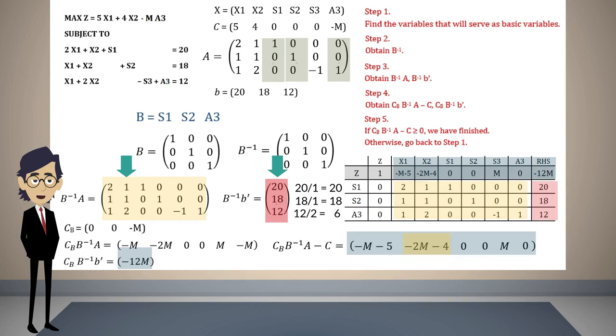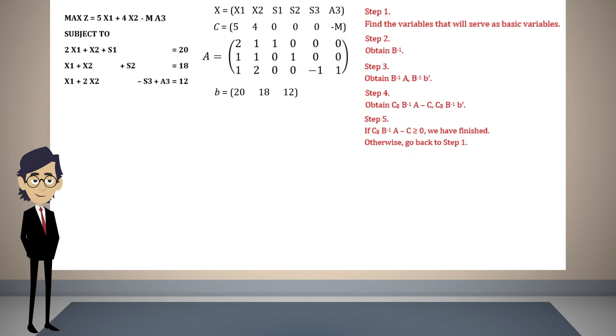The smallest number corresponds to the A3 row, and therefore, this variable will leave the basis and hence, the new basis will be S1, S2 and X2. Allow me to erase everything from the board, and start with the Simplex method steps. As I was saying, the new basis will be formed by the variables S1, S2, and X2. With the columns of these variables in matrix A, we form a new matrix.